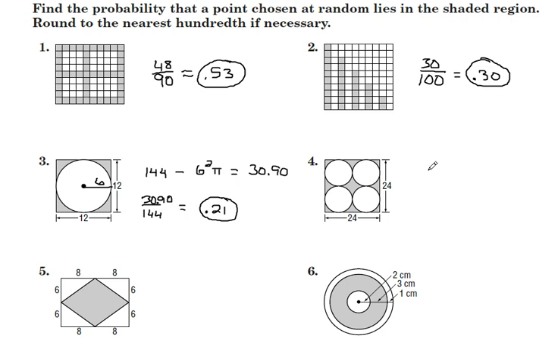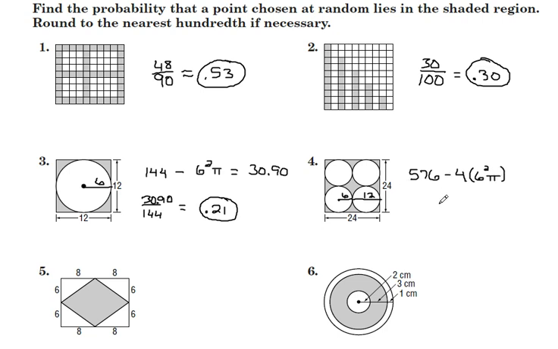For number 4, first we need to find the overall area of the square, 24 by 24, which is 576. We need to subtract away 4 circles. Now each circle we need to figure out the radius. Well, all the way across 2 diameters is 24. That means 1 diameter is 12. 1 radius is 6. So there's our radius, 6 squared times pi.